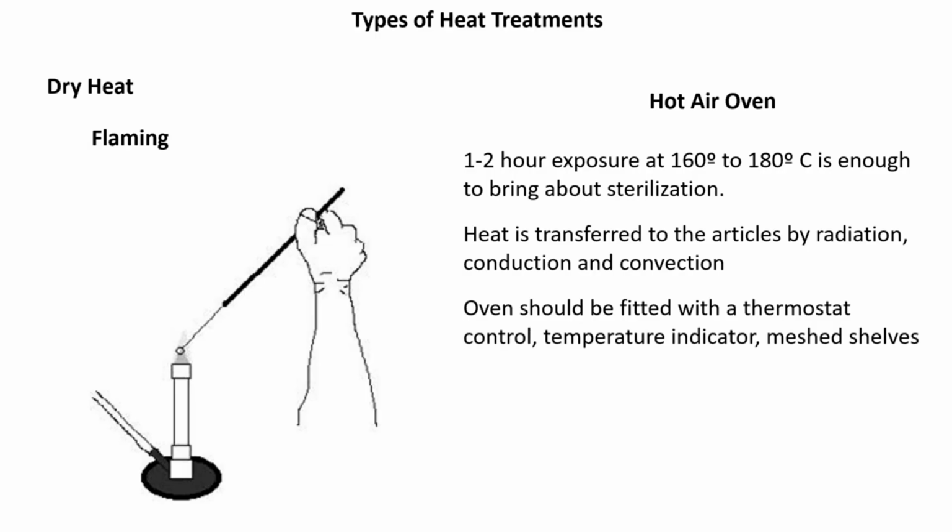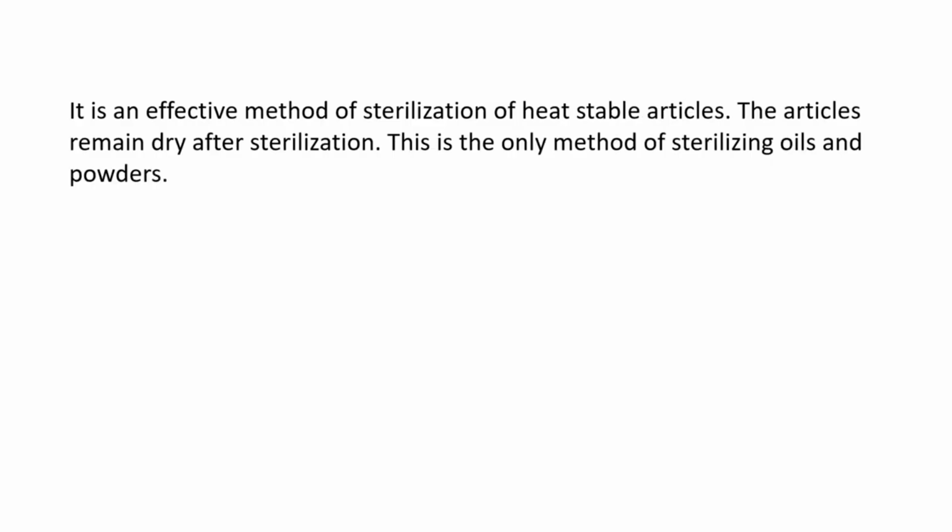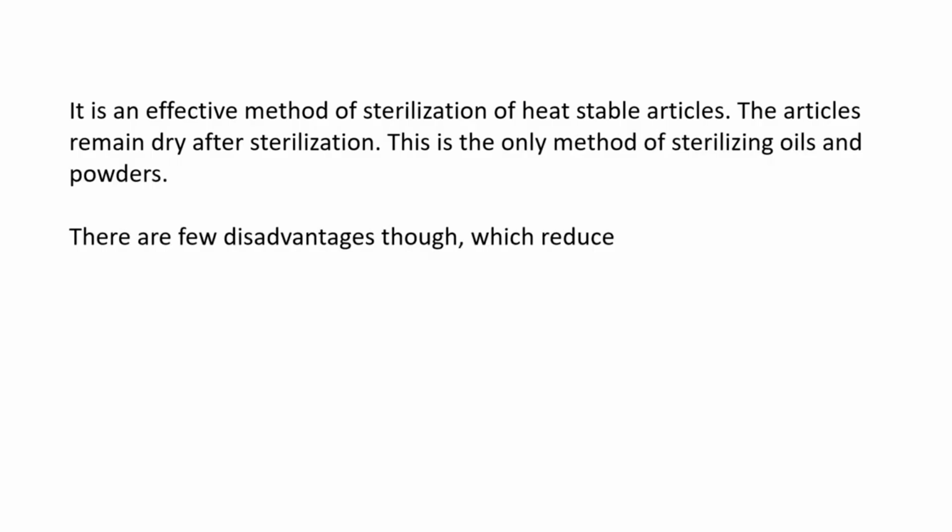The oven should be fitted with a thermostat control, temperature indicator, meshed shelves, and must have adequate insulation. Articles to be sterilized must be placed at sufficient distance so as to allow free circulation of air in between. Mouths of flasks, test tubes, and both ends of pipettes must be plugged with cotton wool. Dry heat is an effective method of sterilization of heat-stable articles. The articles remain dry after sterilization. This is the only method of sterilization of oils and powders.